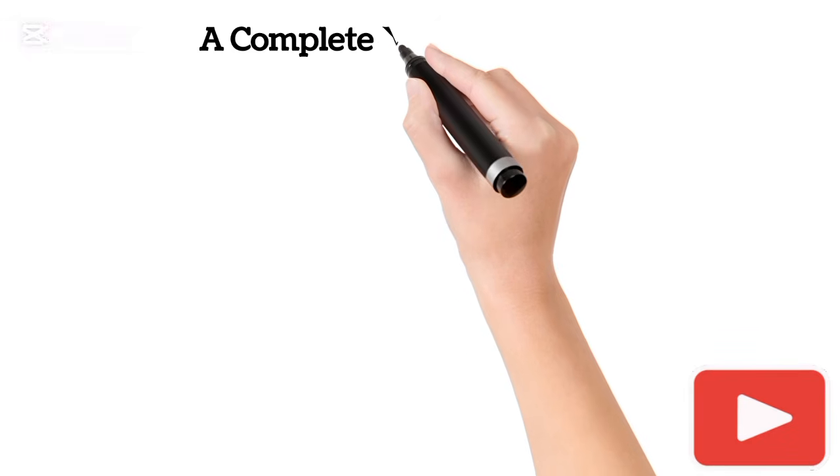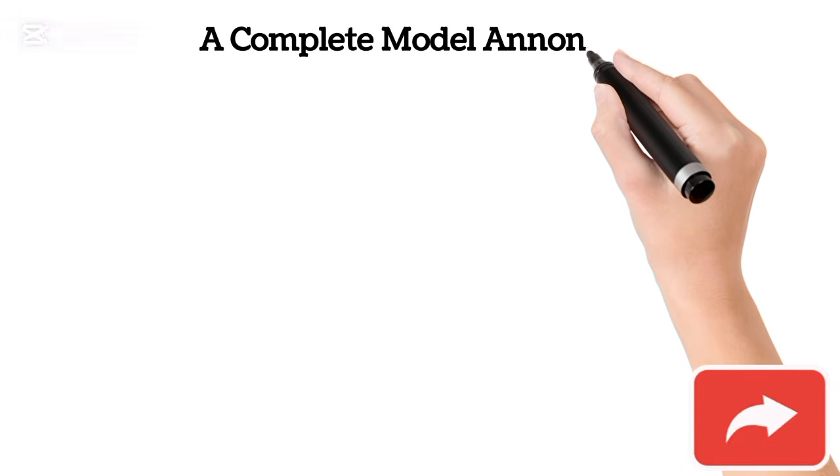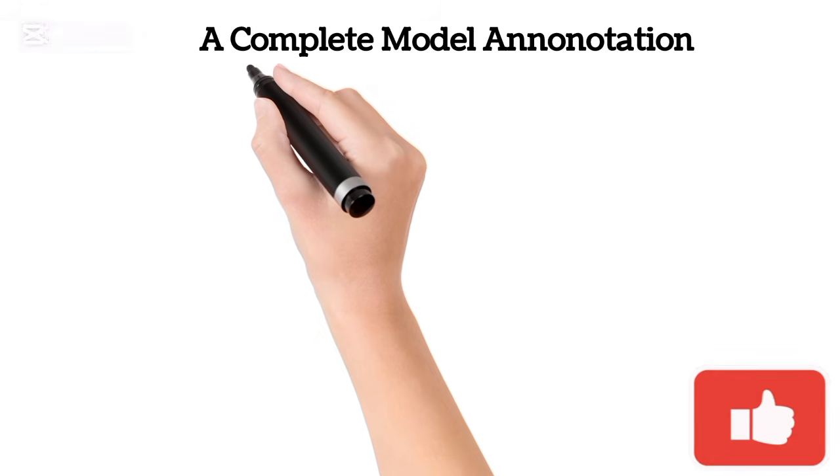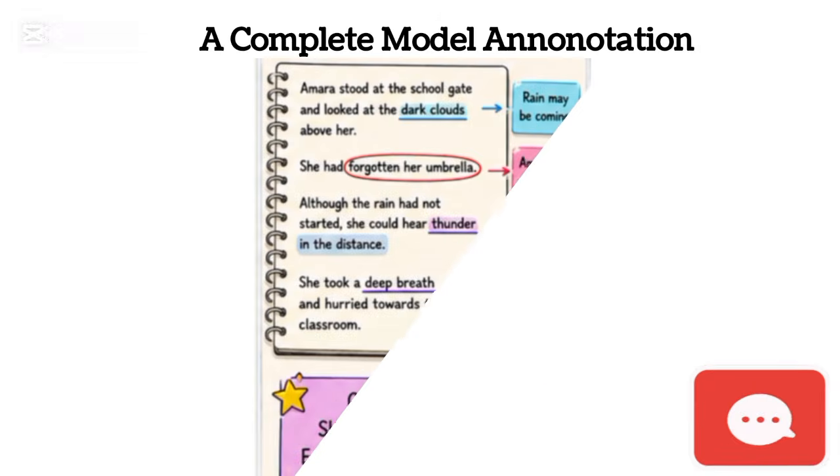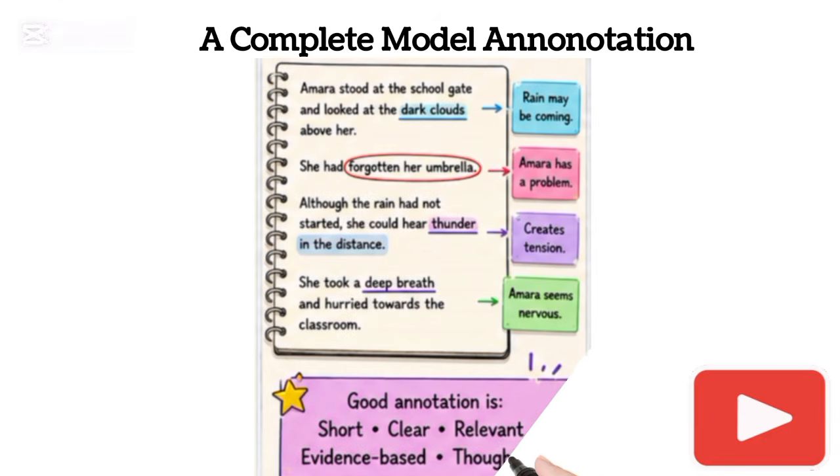This is a complete model annotation. Notice that each note is short, relevant, and connected to the text. We are not simply copying the passage, but explaining what the words suggest and showing our own thinking. During the annotation, you notice that we use some of the marks we talked about, such as the circle, the underlining, watermarks, and comments by the side of the text. This is how a complete model annotation should look like.